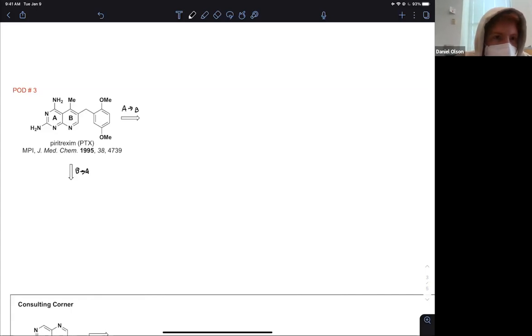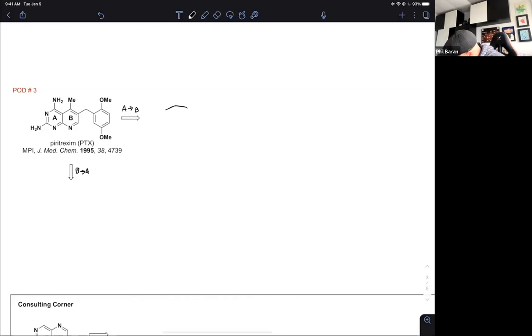So maybe. No wrong answer. I was thinking A to B. Okay, let's see what it looks like. So we're going to do A to B, and that means we're going to need 2 components. We're going to need to have this one. And our coupling component will be something like this, because we remember the quinoline lecture. This is nothing more than a hiding quinoline.